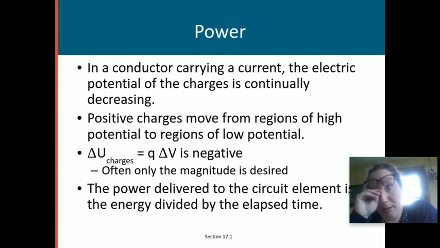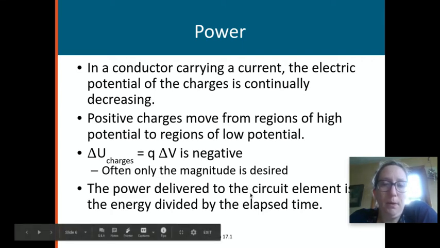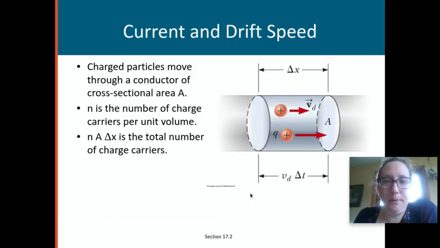So in a conductor carrying a current, the potential of the charges is continually decreasing, okay? Which kind of makes sense because it's moving to higher potential. And you're using up battery life, like in your phone, okay? Positive charges move from regions of high potential to regions of low. Negative charges do the opposite. And then power in a circuit is energy divided by time. Okay.